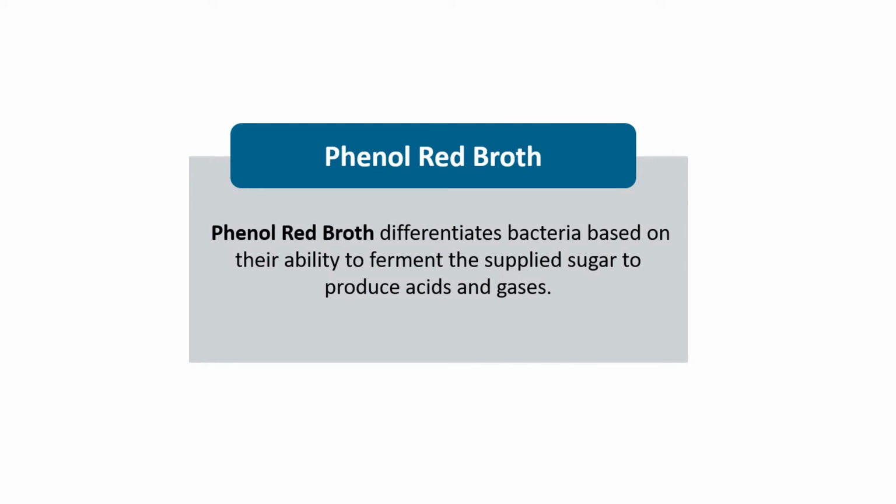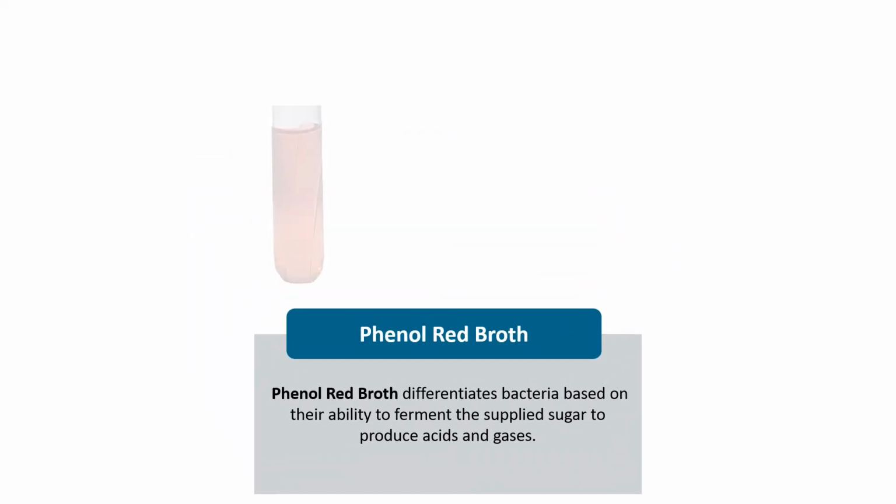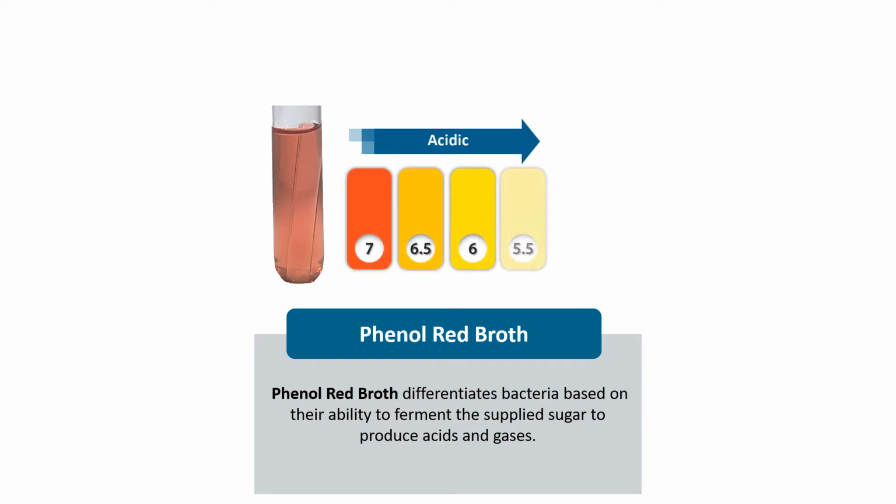One medium used to visualize fermentation is phenol red broth. Phenol red broth contains a fermentable carbohydrate and the pH indicator phenol red, which responds to fluctuations in pH by changing color. If a bacterium ferments the provided sugar, the color transitions from red to yellow, indicating that acid was produced as a byproduct of fermentation.